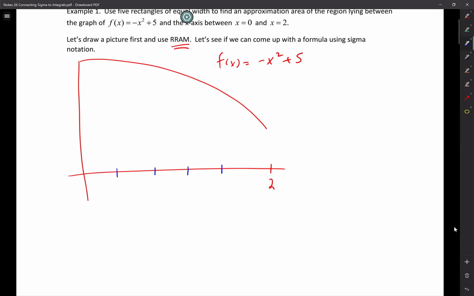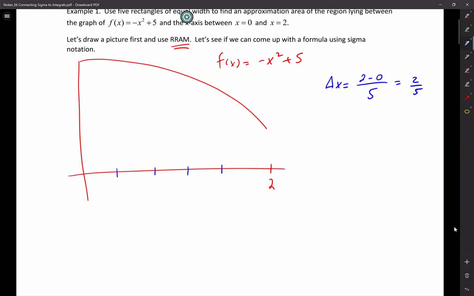Before I even continue, guys, how did I calculate the width of each rectangle? I did delta x is equal to 2 minus 0 divided by, how many rectangles do I have? So each rectangle has a width of 2/5.